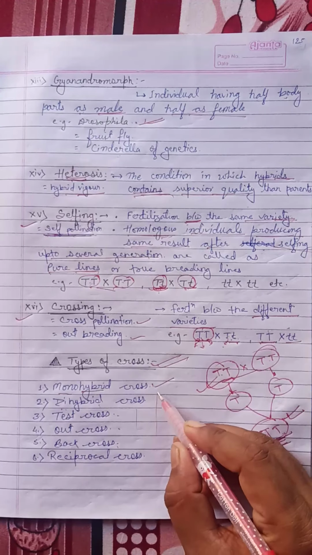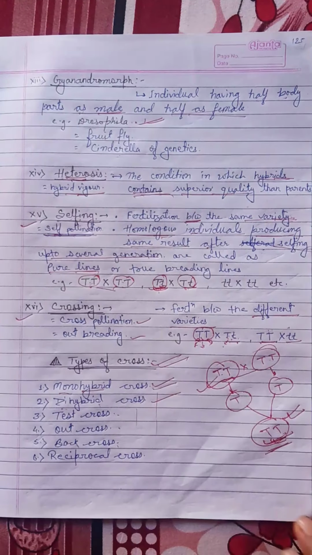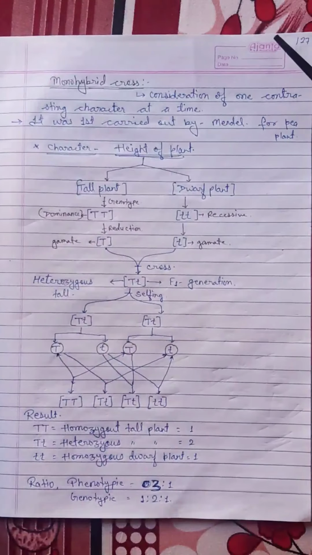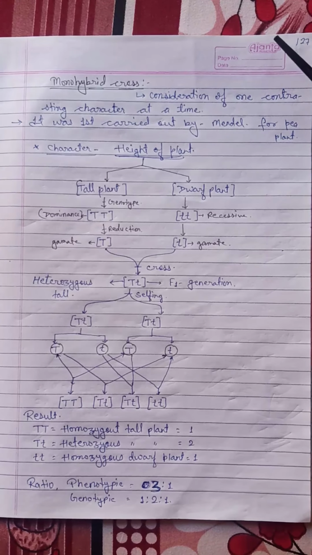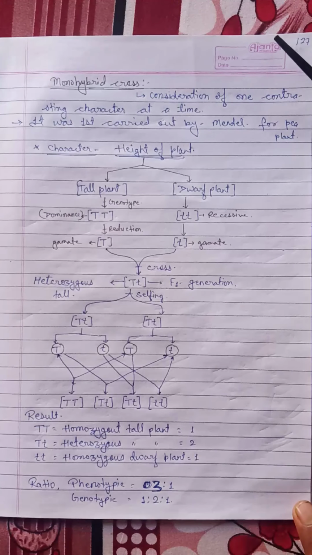Let me tell you one thing. We will discuss each and every cross separately, starting from monohybrid and dihybrid cross, because it is most important for Mendelian genetics. So let's start with Mendelian genetics and the first cross, which is most important, and we will find that all the crosses necessary in this segment of this chapter relate to the monohybrid cross maximum.